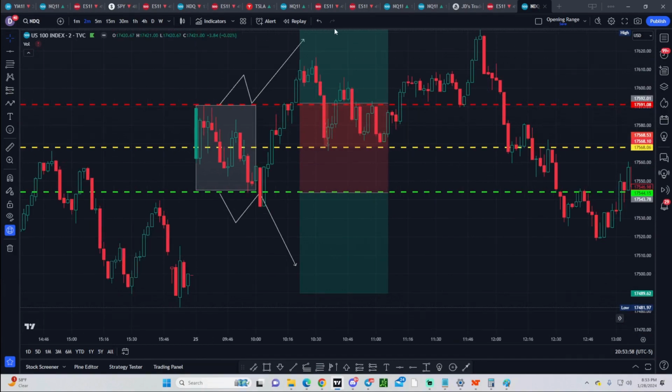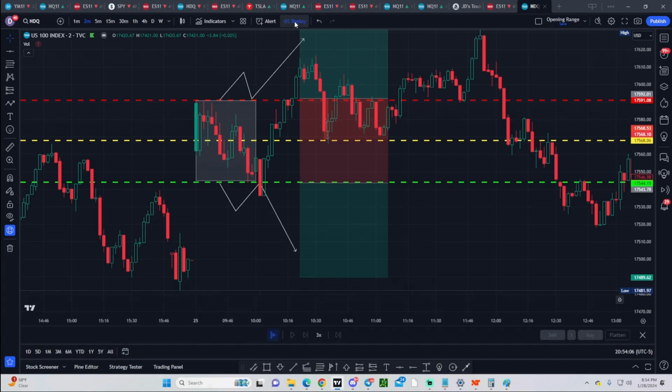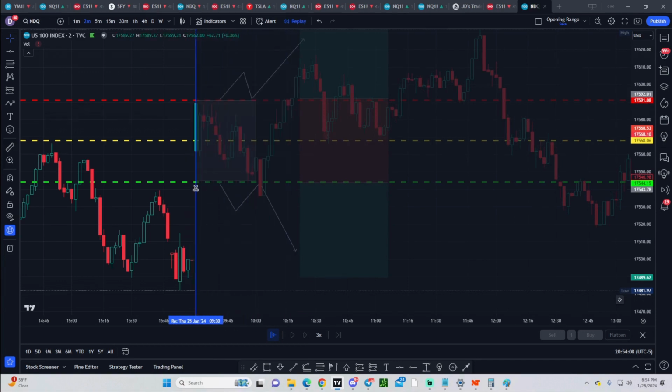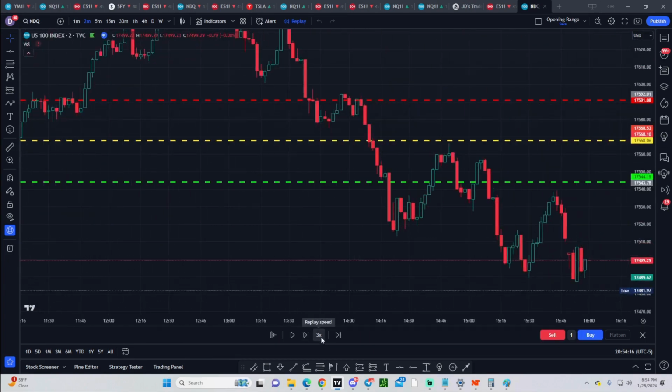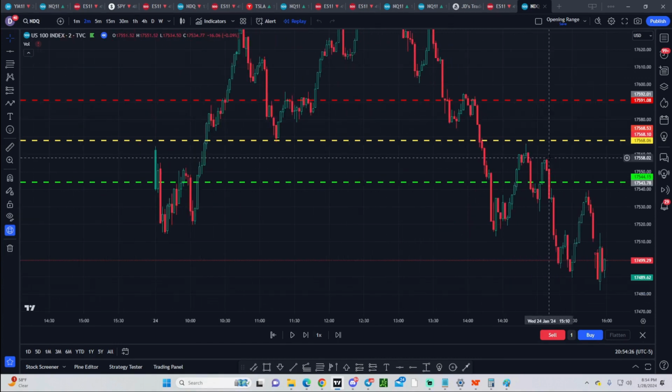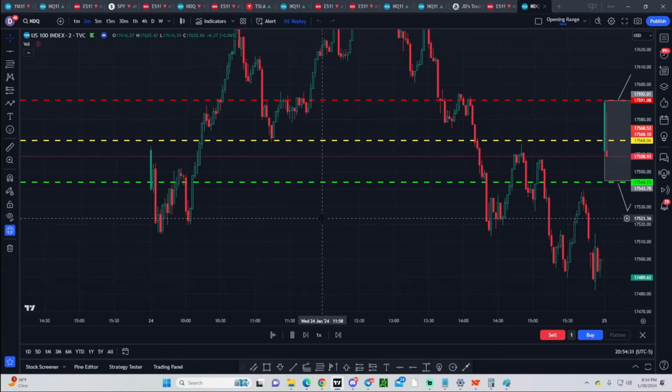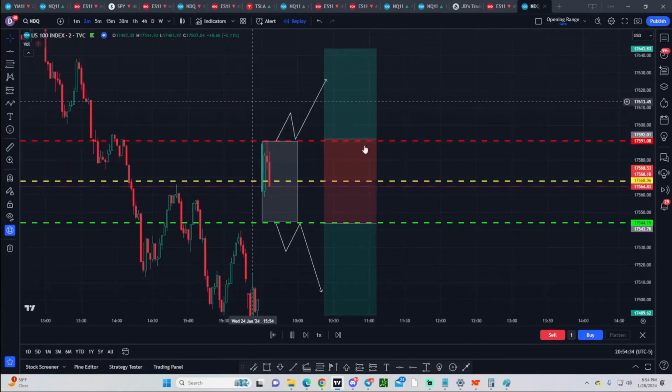The cool thing about TradingView is it has a replay feature here that allows you to do some market replay. And what I'm gonna do is bring price all the way down to like here, and we're gonna run this. Let's just make it 1 bar per second. So let's go back here and let's hit play. See how we started here.